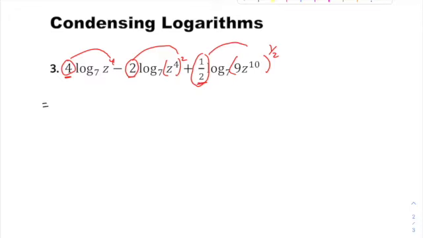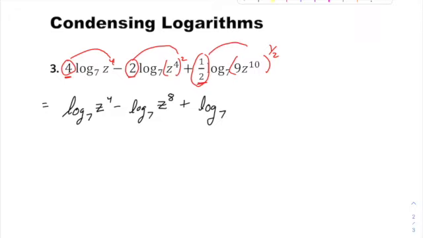Then I'm going to take my time. So I'll have log base 7 of z to the 4th minus log base 7 of z to the 4th to the 2nd is z to the 8th, plus log base 7 of, now when you raise something to the 1/2 power, remember you're really taking the square root of it.